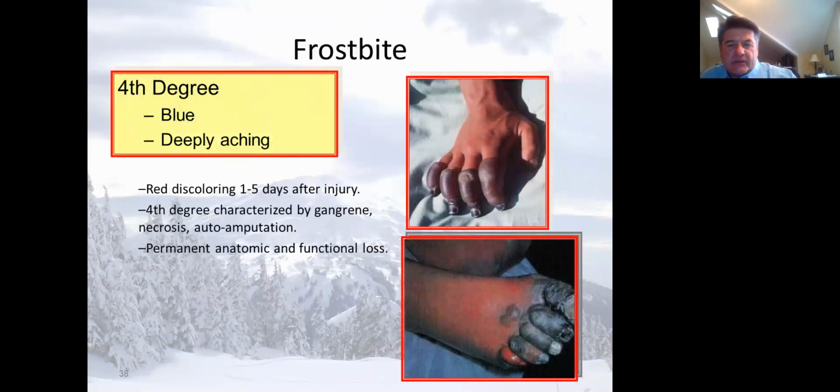Fourth degree is the worst you can get. Blue, deep aching pain as it's down to the bone. You might get some red discoloring 1 to 5 days after the injury. And it's characterized by gangrene, necrosis, and autoamputation. Very often, these toes will just come off on their own. Sometimes I'll admit these people and I'll have an orthopedic surgeon take a look at them, and it's just a matter of time for their toes to kind of pop off or snap off eventually.